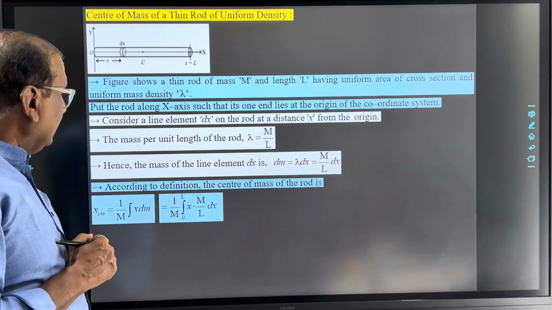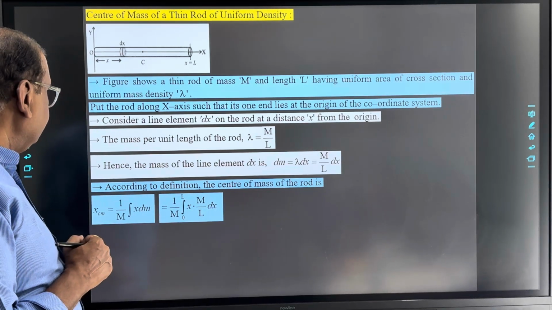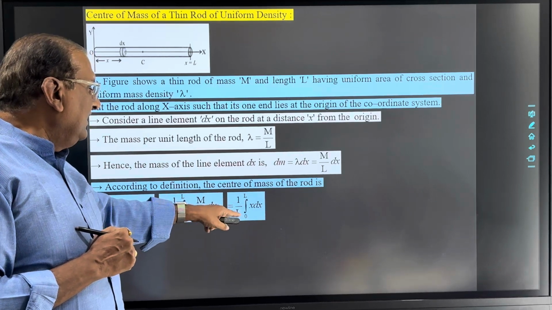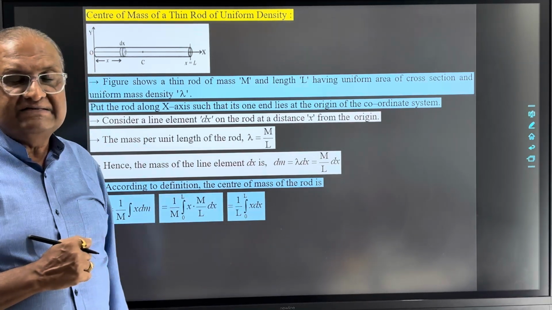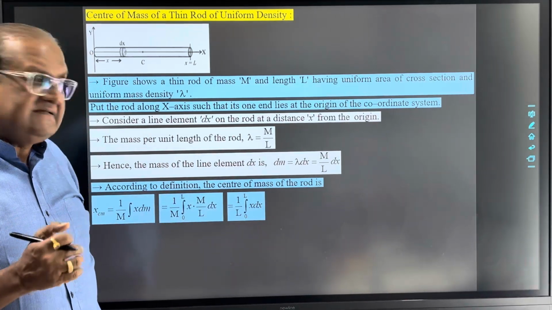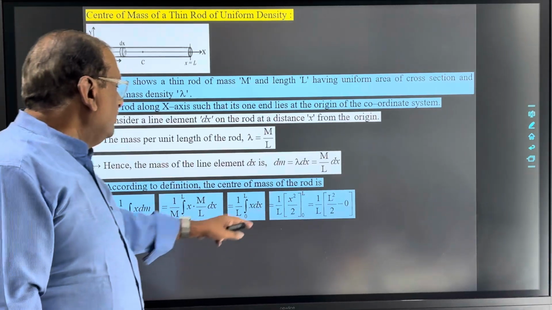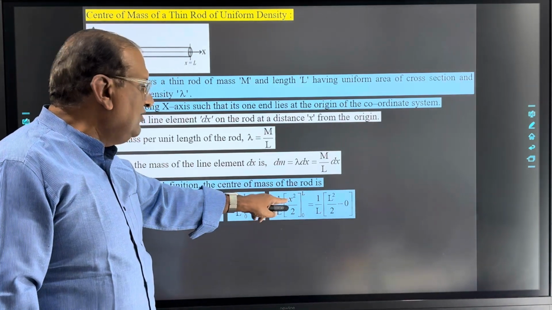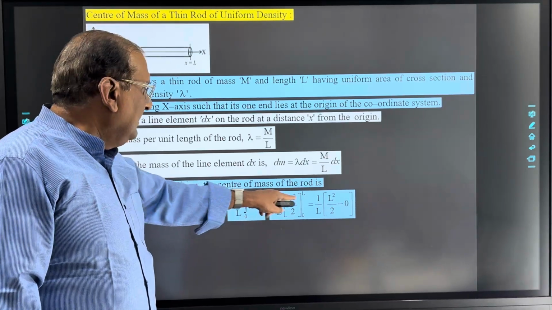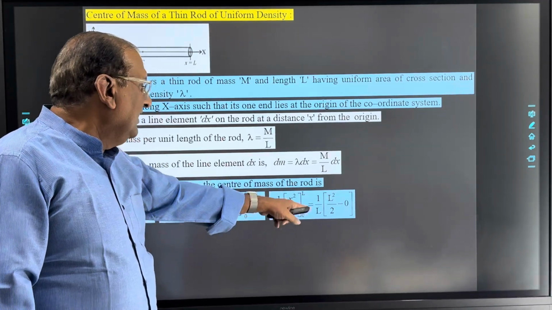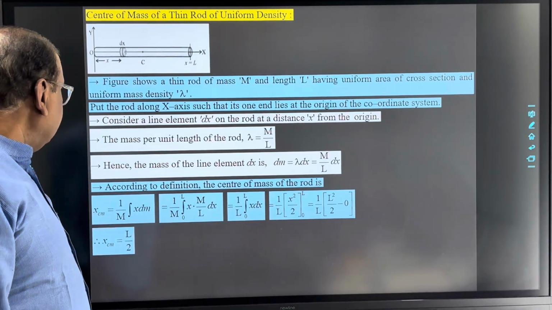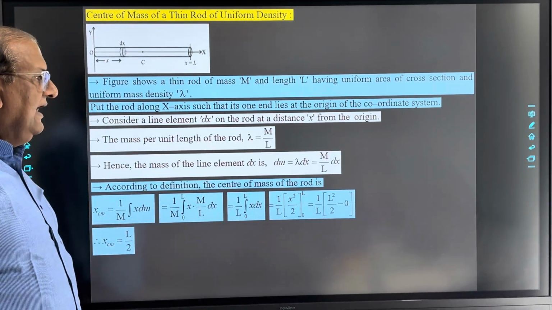M will be cancelled. So we can write this as equal to 1 upon L integration 0 to L x dx. The integration of x is x square by 2. So this is equal to 1 upon L times x square by 2 from 0 to L. Substitute the limits: first the upper limit, then minus the lower limit. So here one L will be cancelled, and xcm is equal to L by 2.